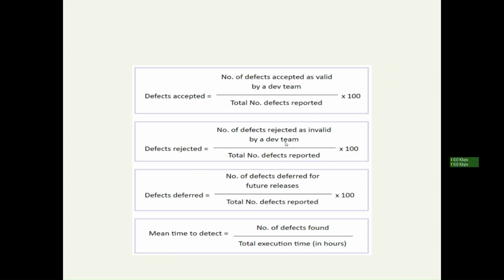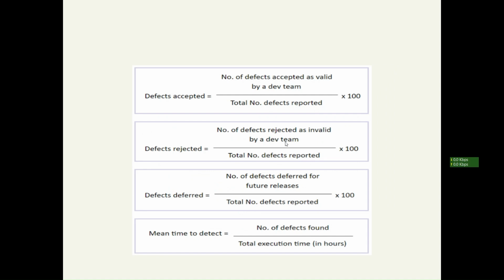Okay. Next one, there are some formulas like defects accepted. Number of defects accepted as valid by the development team divided by total number of defects reported. Total number of defects 100, 50 accepted by the development team as valid, divided by 100. Number of defects rejected by total number of defects reported. Number of defects deferred by total number of defects reported. Number of defects found by total execution time. Like that, there are a lot of metrics which can be analyzed and gathered during the test closure phase.